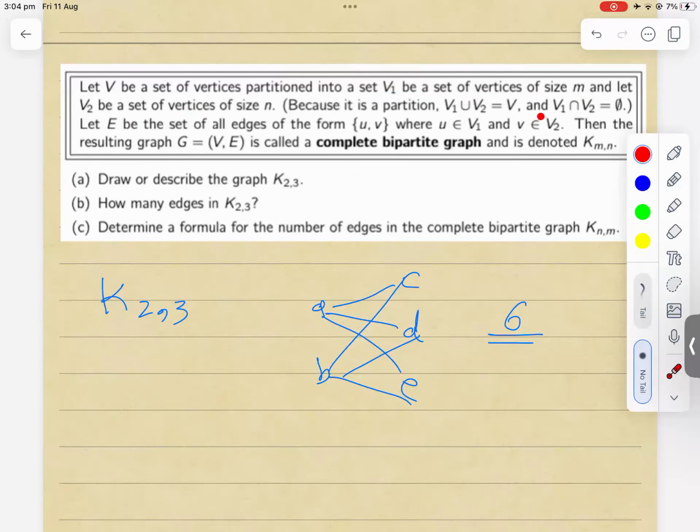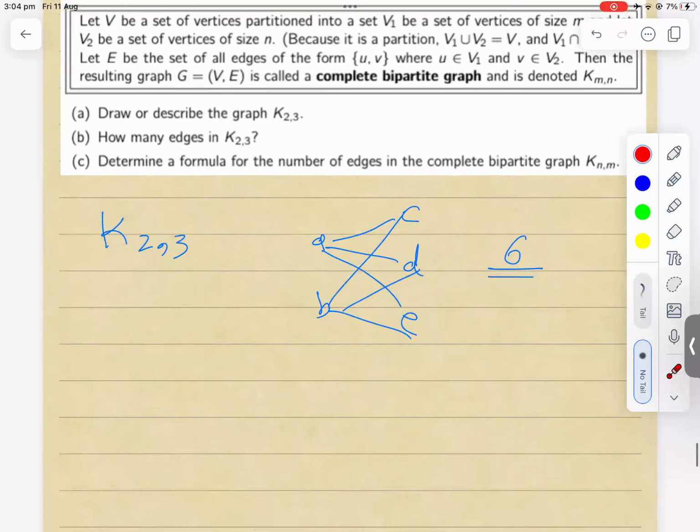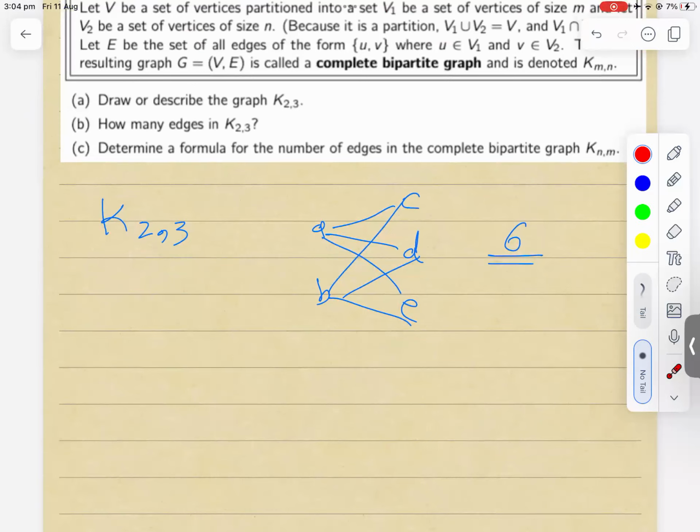Okay. So you need to see this one. This one is nothing new because it's just a bipartite graph. The set of all edges from U to V, then the result is complete. So it's a very bad definition here. But what I say by complete is this: every vertex of the left-hand side should have a connection with every vertex of the right-hand side and vice versa.